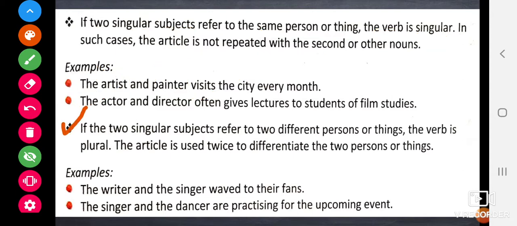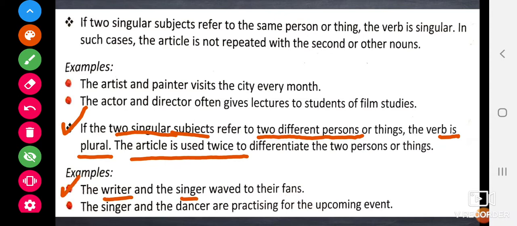According to the next rule, if 2 singular subjects refer to 2 different persons or things, the verb is plural. The article is used twice to differentiate the 2 persons or things. Look at the example. The writer and the singer waved to their fans.